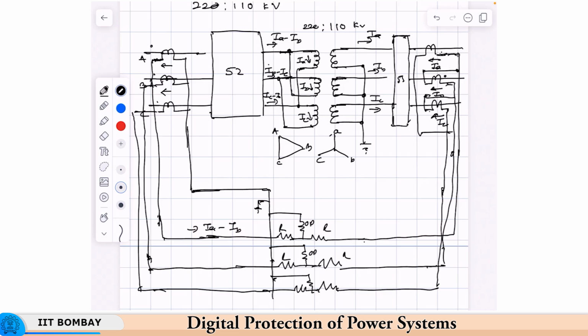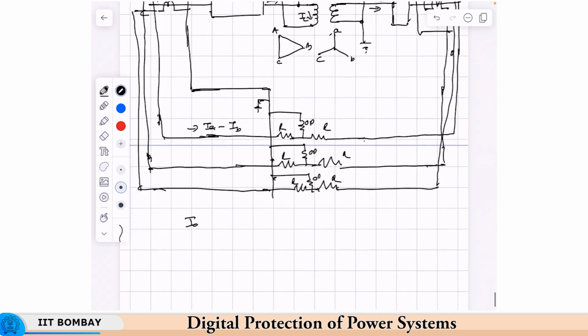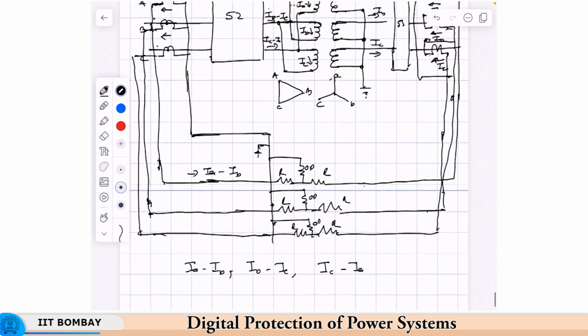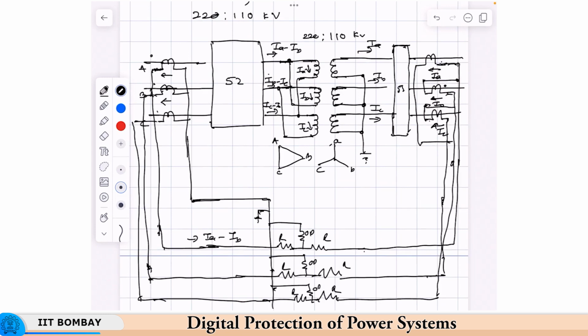So, the operating and restraint winding. What have we done here? The HV windings have IA minus IB, IB minus IC, and IC minus IA currents flowing through, and this is flowing here.